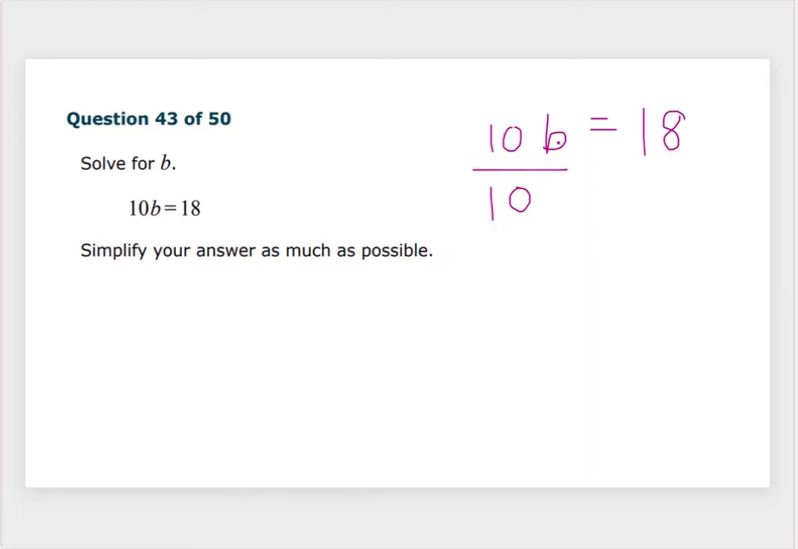10 and B are joined by multiplication. Therefore, to get rid of the 10, I divide it out. But I must do it on both sides. So this one cancels, and I end it with B equals 18 divided by 10. Remember, dividing by 10 is just moving the decimal 1 to the left. So the answer is 1.8. Now that, you don't have to show me your actual division because you're using the rule that dividing by 10 takes this decimal and moves it one place over.